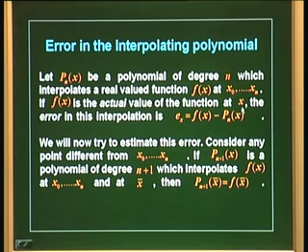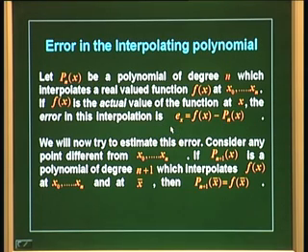Then Pn of x is the value that the polynomial gives for that x. So Pn of x is our interpolating polynomial, an approximate curve that passes through all these points, and x is a value somewhere in between which is not tabulated. Pn of x is the value of the polynomial at that x value, and f of x is the actual value of that function which we do not know. So the error is f of x minus Pn of x.